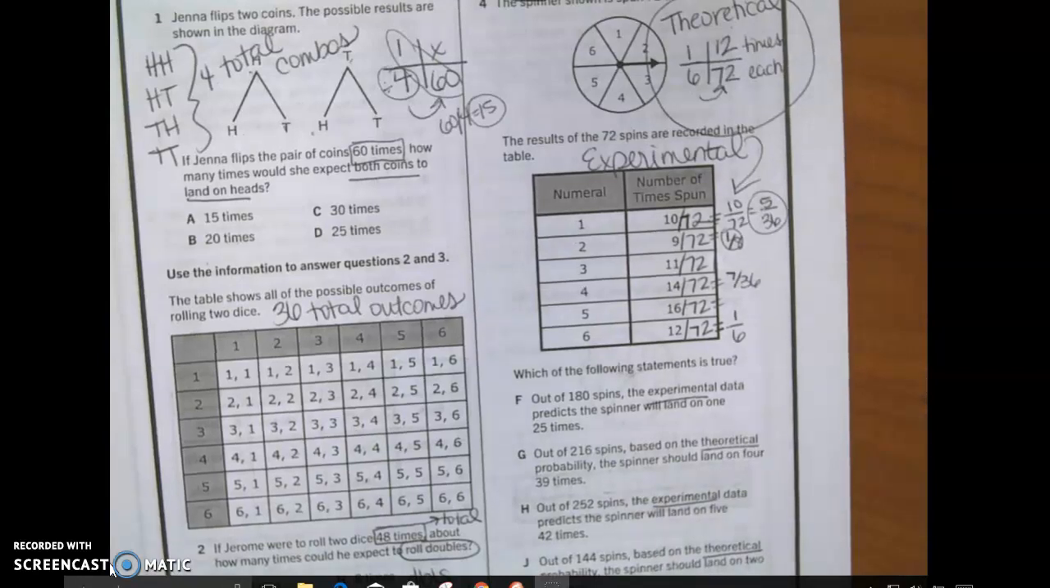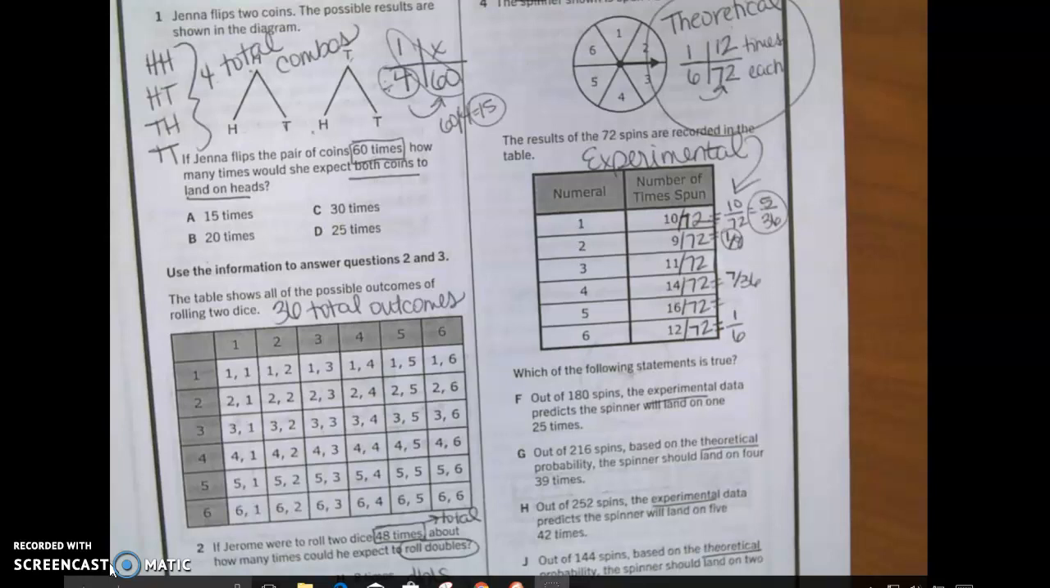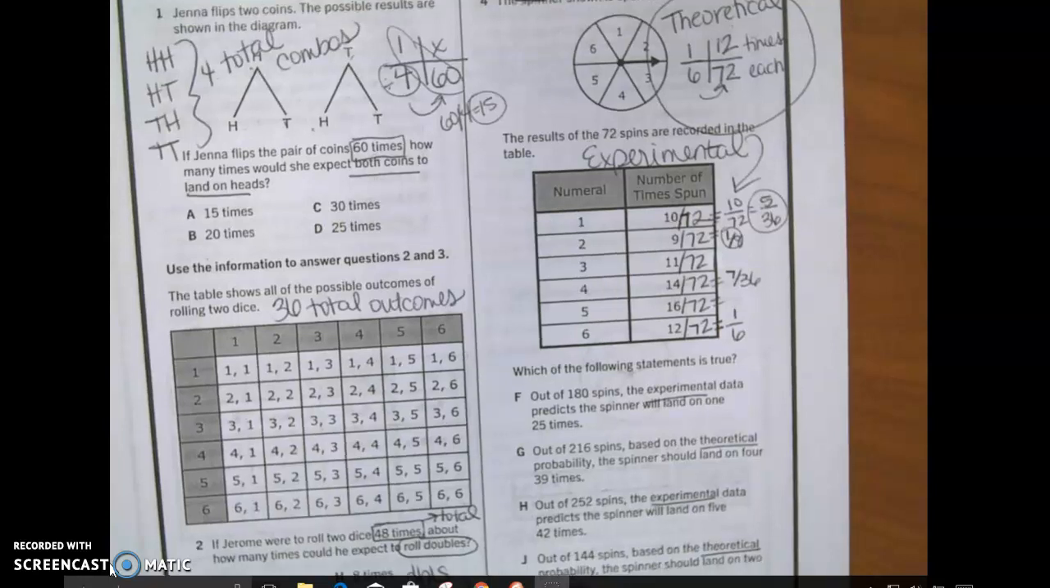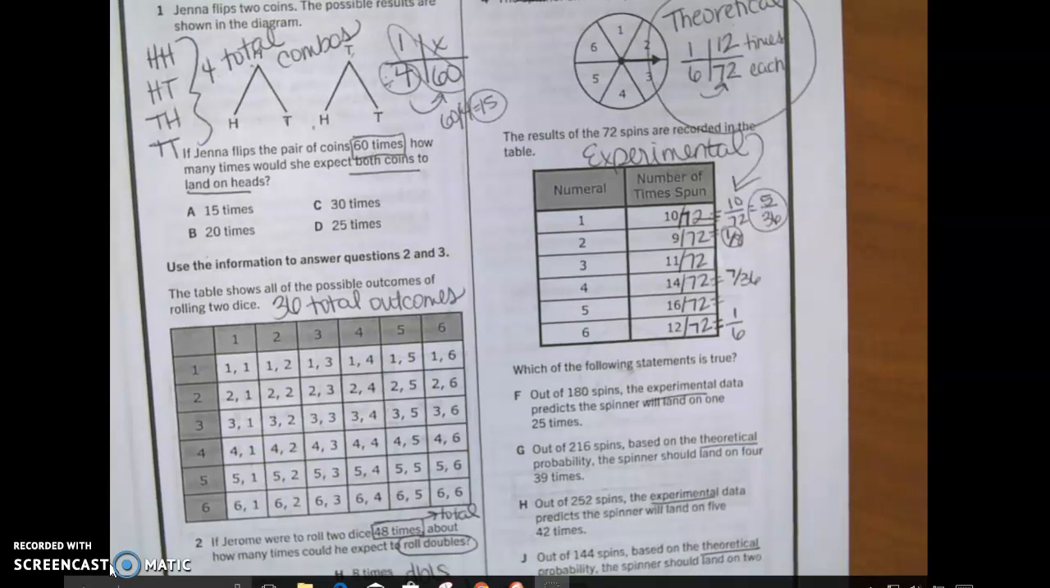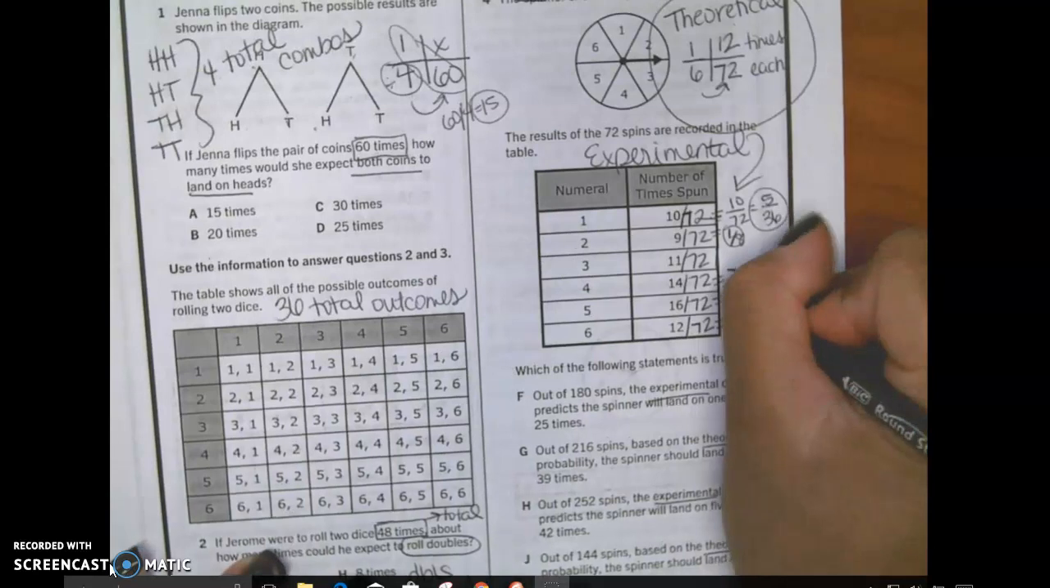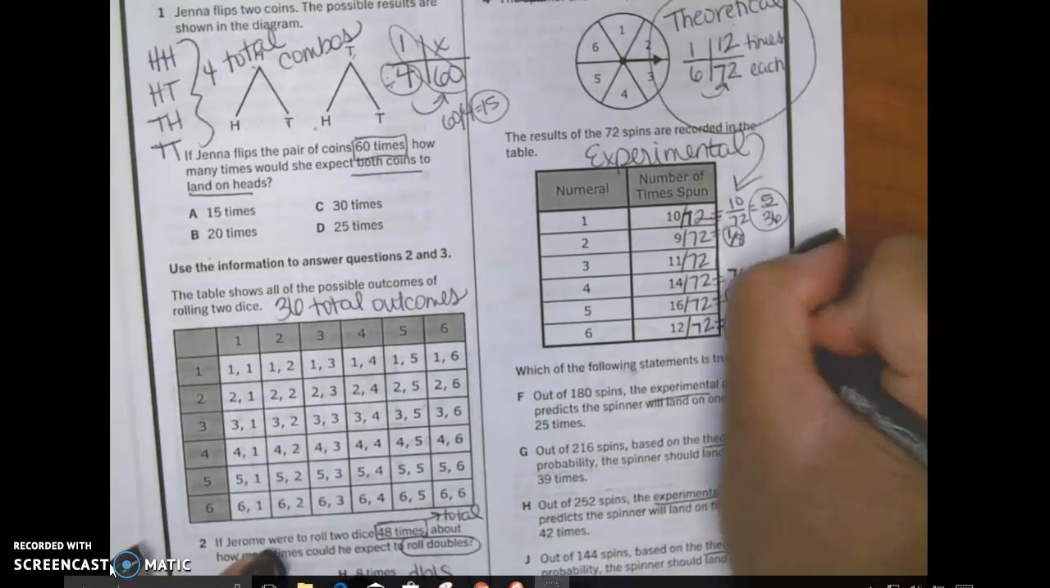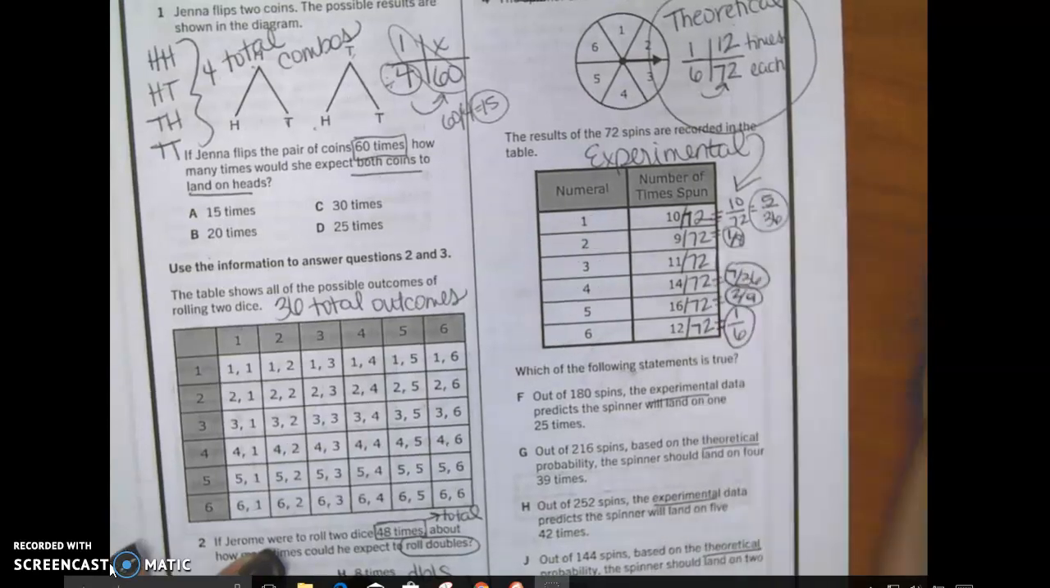16 over 72. Smaller. 8 goes into 16 and 72. Good, 2/9. Okay, now I have these smaller fractions. They're a little bit easier to deal with.